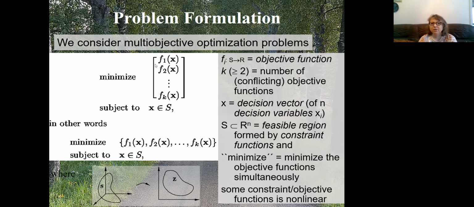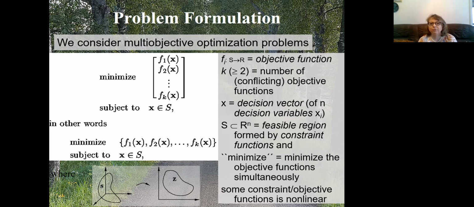For simplicity, in this notation, I have only mentioned minimization. If we have maximization, we can just convert maximization to minimization by introducing a minus. So minimization and maximization is just a matter of sign. Minimizing minus f is the same as maximizing f. So that's why I don't deal with minimization and maximization separately.